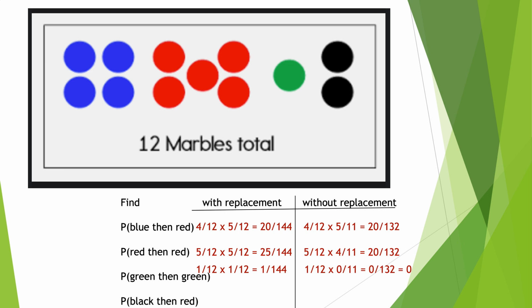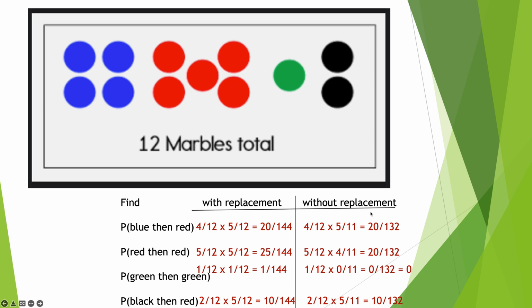All right, try black then red, with replacement and without replacement. Okay, with replacement, probability of black is 2 out of 12, red is 5 out of 12. 2 12ths times 5 12ths is 10 out of 144. Without replacement, the black is 2 out of 12, and there's still 5 reds in there because the first one you picked out was black. You put it out of the way, you don't put it back in the bag. There's only one black one left, but I'm not asking about blacks, I'm asking about reds. There's still 5 reds there, but this time there's only 11 marbles left in the bag. So 2 times 5 is 10 out of 132.